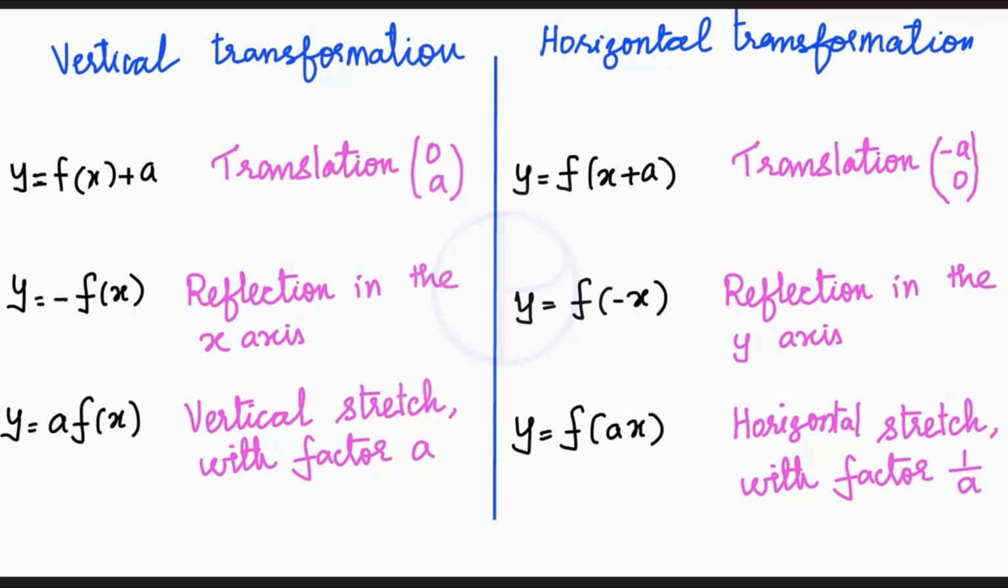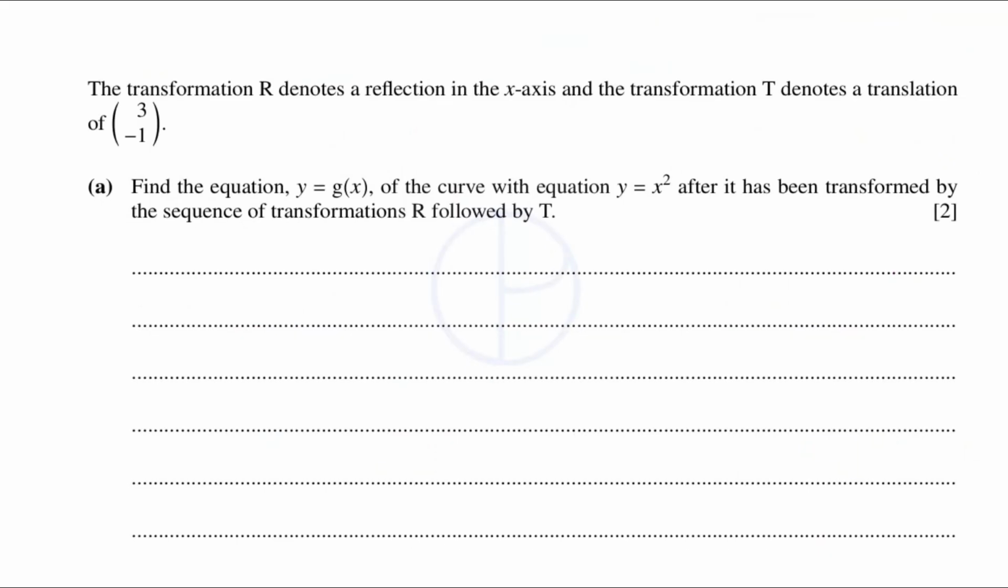In this video, we are going to look into some of the transformation questions from the recent past papers. The first question is: the transformation R denotes a reflection in the x-axis and the transformation T denotes the translation of the vector (3, -1). Find the equation y = g(x) of the curve with the equation y = x² after it has been transformed by the sequence of transformations R followed by T.